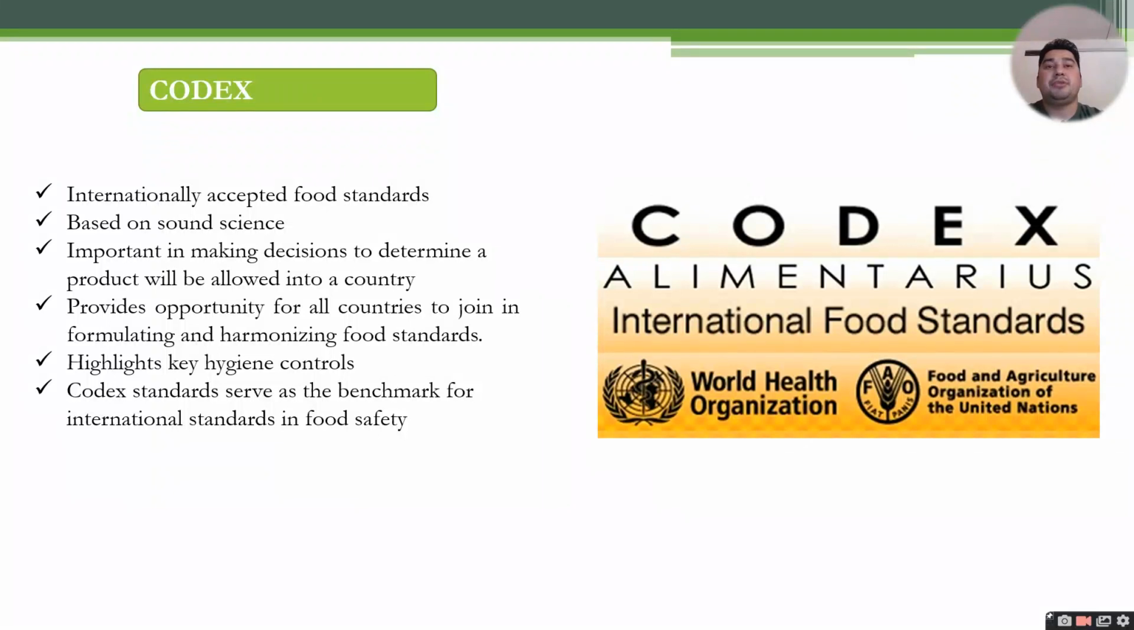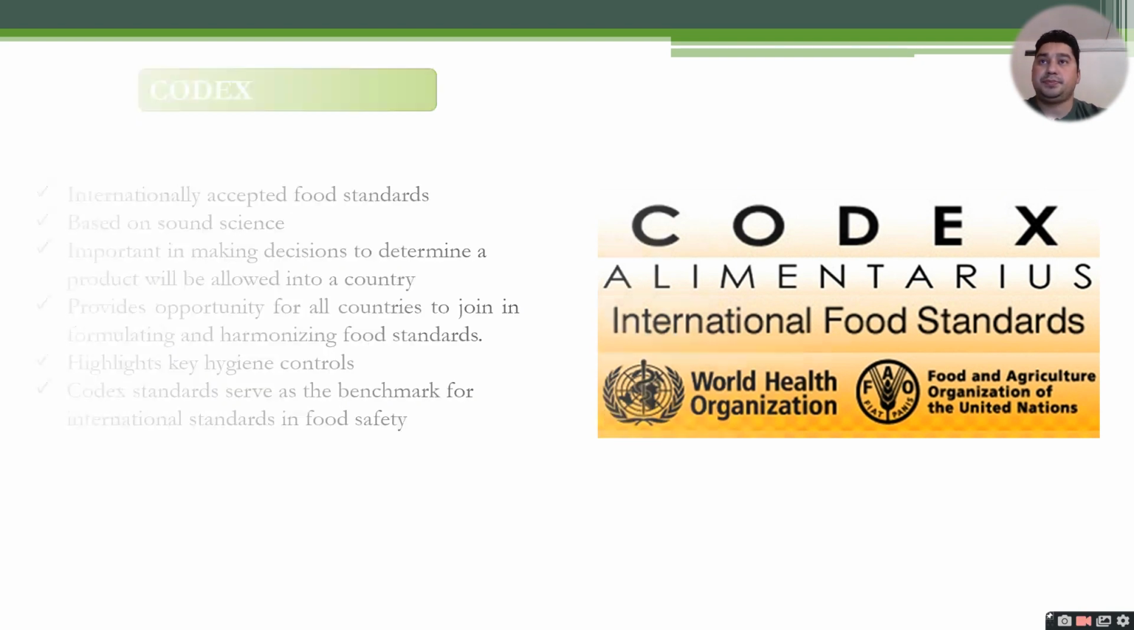So Codex Alimentarius International Food Standard is a committee which manages HACCP, and it provides the guidelines for HACCP and how to use it. So all the guidelines are there under the HACCP Codex.